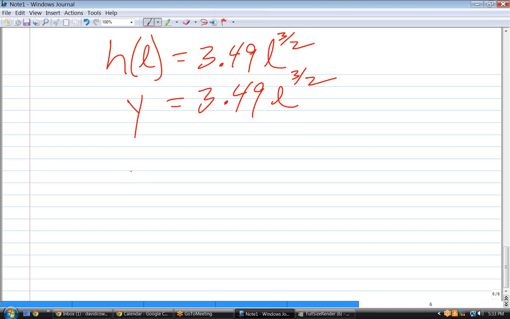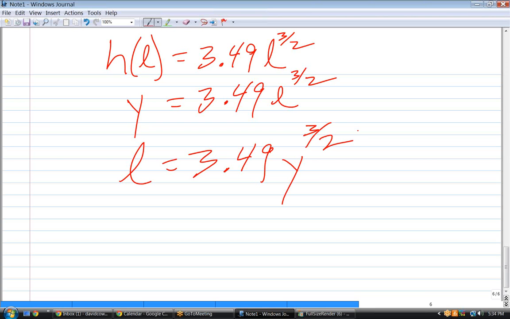This is really confusing. I don't know. Okay, what are my two variables in this equation? L and Y? Okay, switch them. Oh, okay. I see what you did. Okay, so the L equals 3.49. Yeah, okay. There we go. Took me long enough. It's all right.